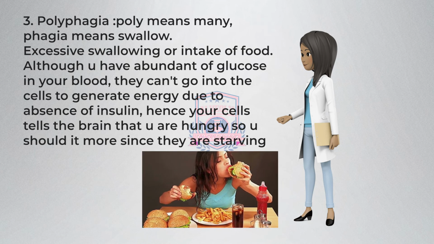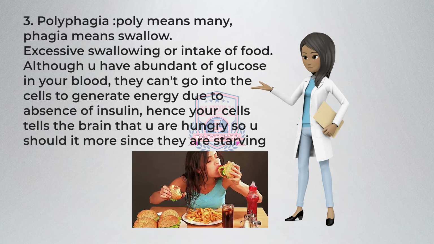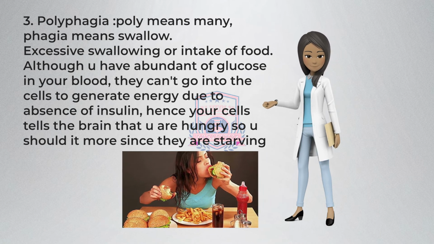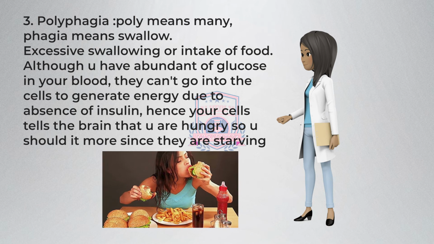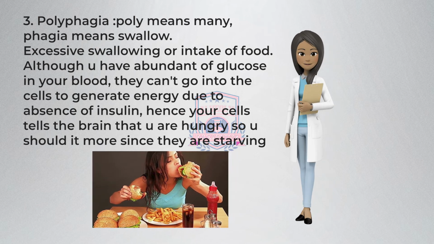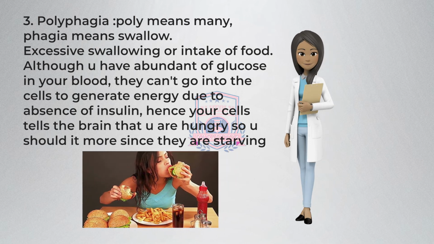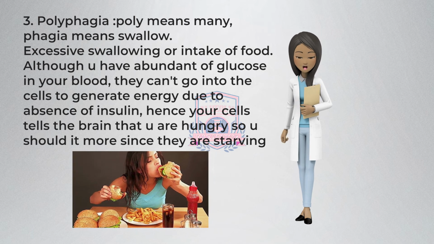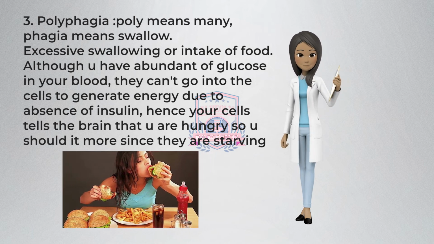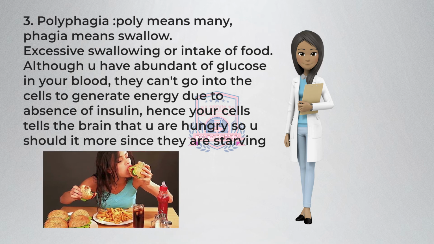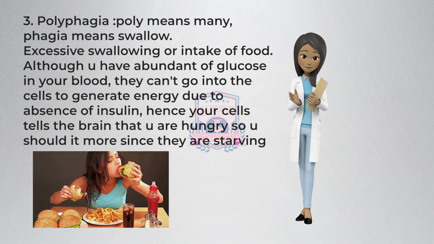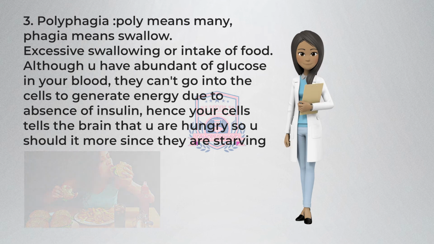3. Polyphagia. Poly means many, phagia means swallow: excessive swallowing, or intake of food. Although you have abundance of glucose in your blood, it can't go into the cells to generate energy due to absence of insulin. Hence, your cells tell the brain that you are hungry, so you should eat more since they are starving.